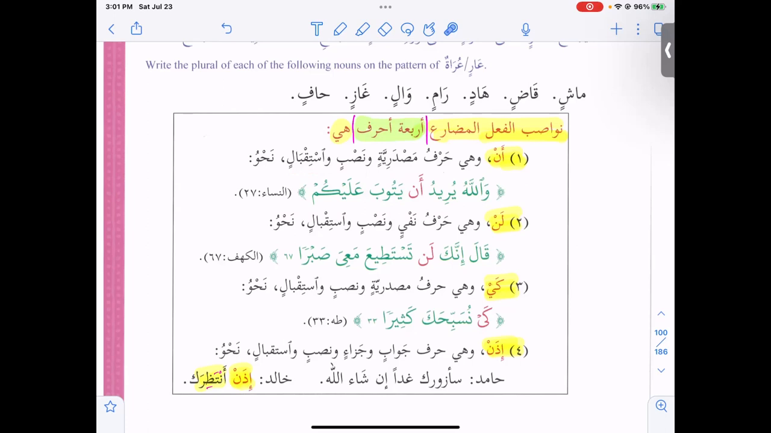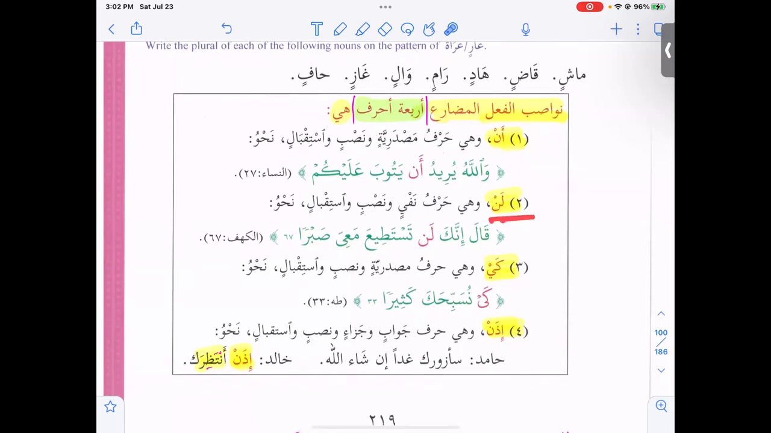Wallahu, example, beautiful example. Wallahu, which is Allah, mubtada, you can say. Yuridu, this whole thing will be khabar. Yuridu, arada yuridu, Allah wishes, an yatuba alaykum. If you approach Allah seeking repentance, then Allah turns to you with forgiveness. An yatubu alaykum, yatuba, taba yatubu. Yatubu became yatuba because of this an. Allah wishes to turn to you with forgiveness.